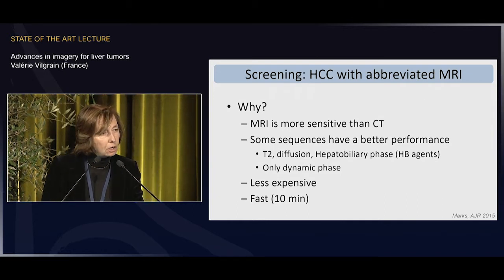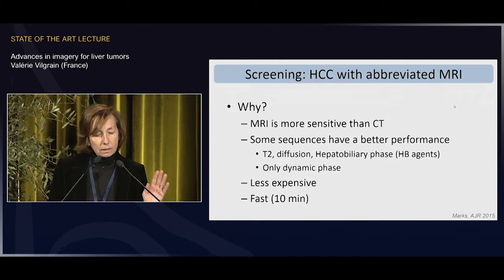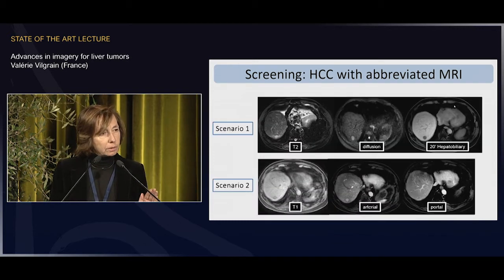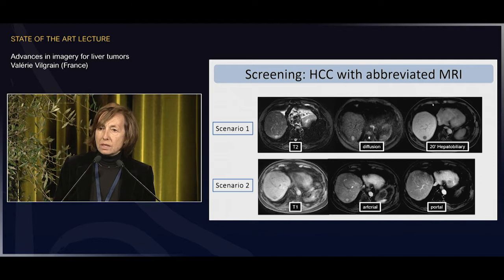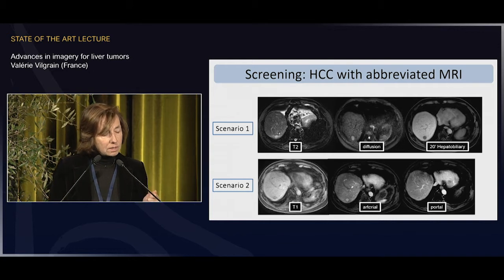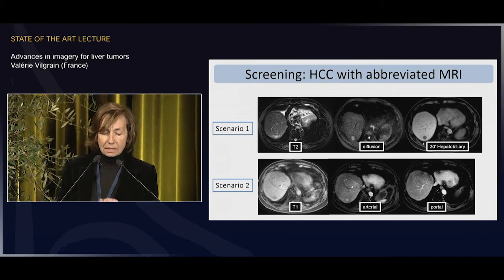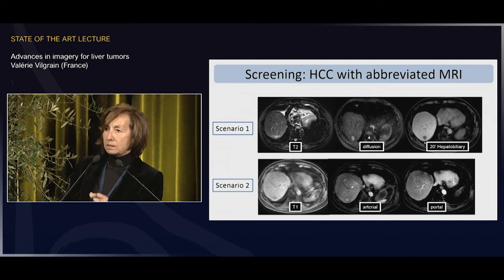These are preliminary, but very interesting. So actually, there are two scenarios how to do well and fast. We take the most interesting sequences. Here, this is a T2. Here, this is a diffusion, and you can see a small lesion that is HCC. And this is the hepatobiliary phase at 20 minutes.